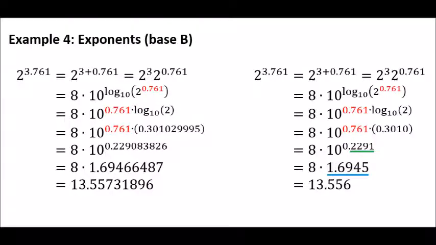What about exponents with a base other than 10? We've seen this example of 2 raised to the 3.761 a number of times before. Using the log and exponent functions on a scientific calculator, we get the answer at the bottom of the left column. To solve this using log tables, we follow the right-hand column. The process is identical. We just round to 4 digits, actually 5 digits in this case, which I will explain shortly.